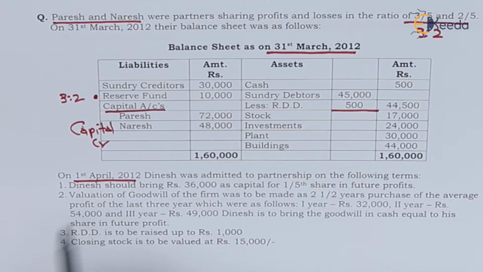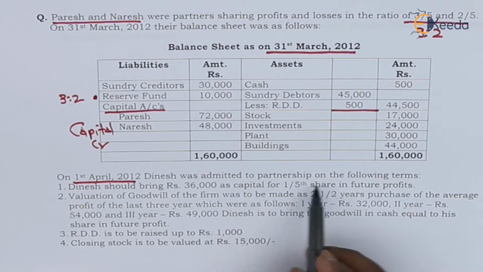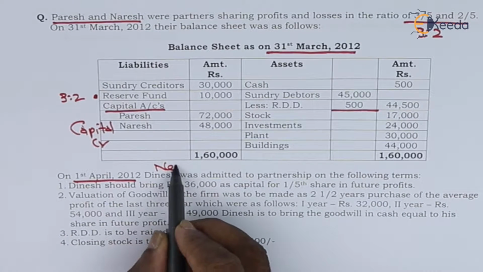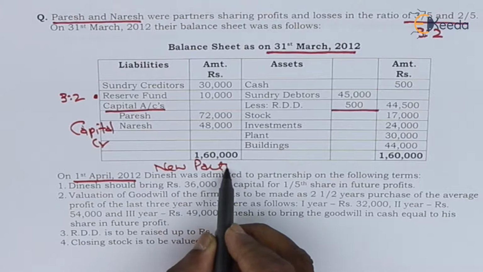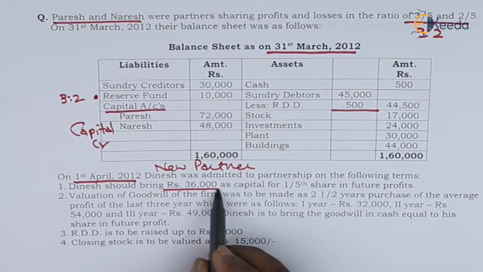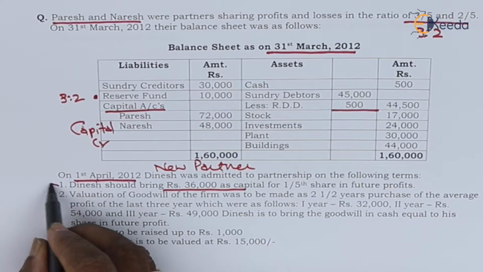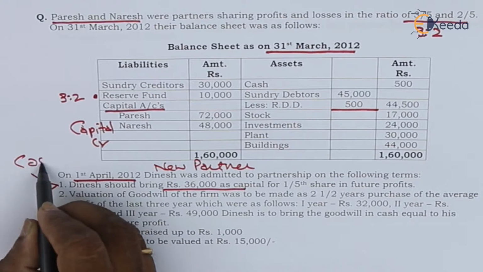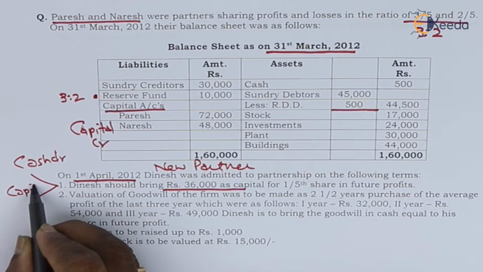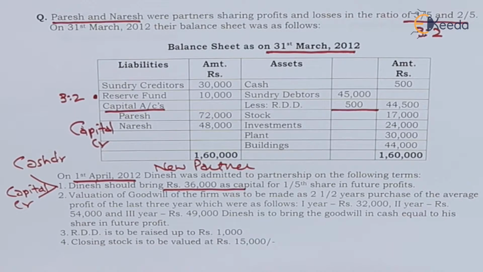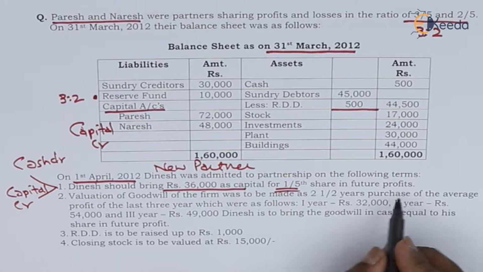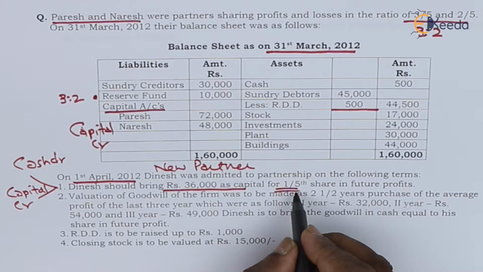On 1st April 2012, Dinesh was admitted into partnership on following terms. So new partner is Dinesh. Dinesh should bring 36,000 as capital. So money comes in, cash will be debited and Dinesh capital will be credited, for 1/5 share in future profit. So new partner's profit share will be 1/5.